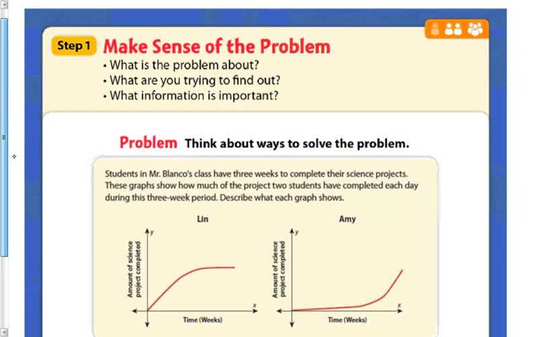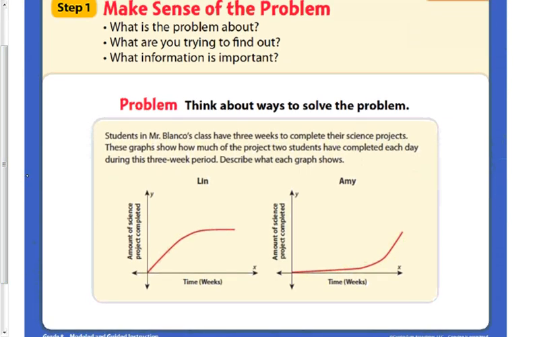So let's try to make sense of this problem first. It says, students in Mr. Blanco's class have 3 weeks to complete their science projects. These graphs show how much of the project 2 students have completed each day during this 3-week period. Describe what each graph shows.